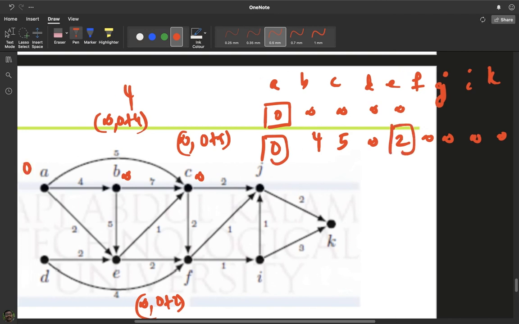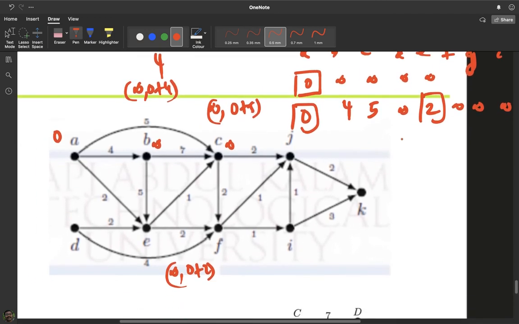Now we are at E. We are going to look at the neighbors of E. Who are the neighbors of E? D is not a neighbor of E, so don't write it. The neighbors of E are C and also F. So we can revise the weights of F.